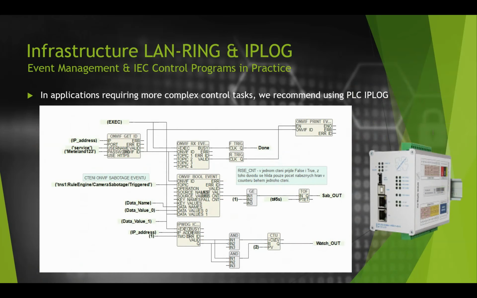If automatic actions are insufficient, we recommend adding an iPLog control unit to the system. It is no longer limited to simple automatic actions, but works like a standard PLC with hundreds of functions. These can be divided into two basic groups: functions defined by the IEC 61131-3 standard and therefore also available in other PLCs, and customer functions that have been created based on cooperation with our customers. Examples include the ONVIF and IP watchdog function blocks that are part of the program on the slide.